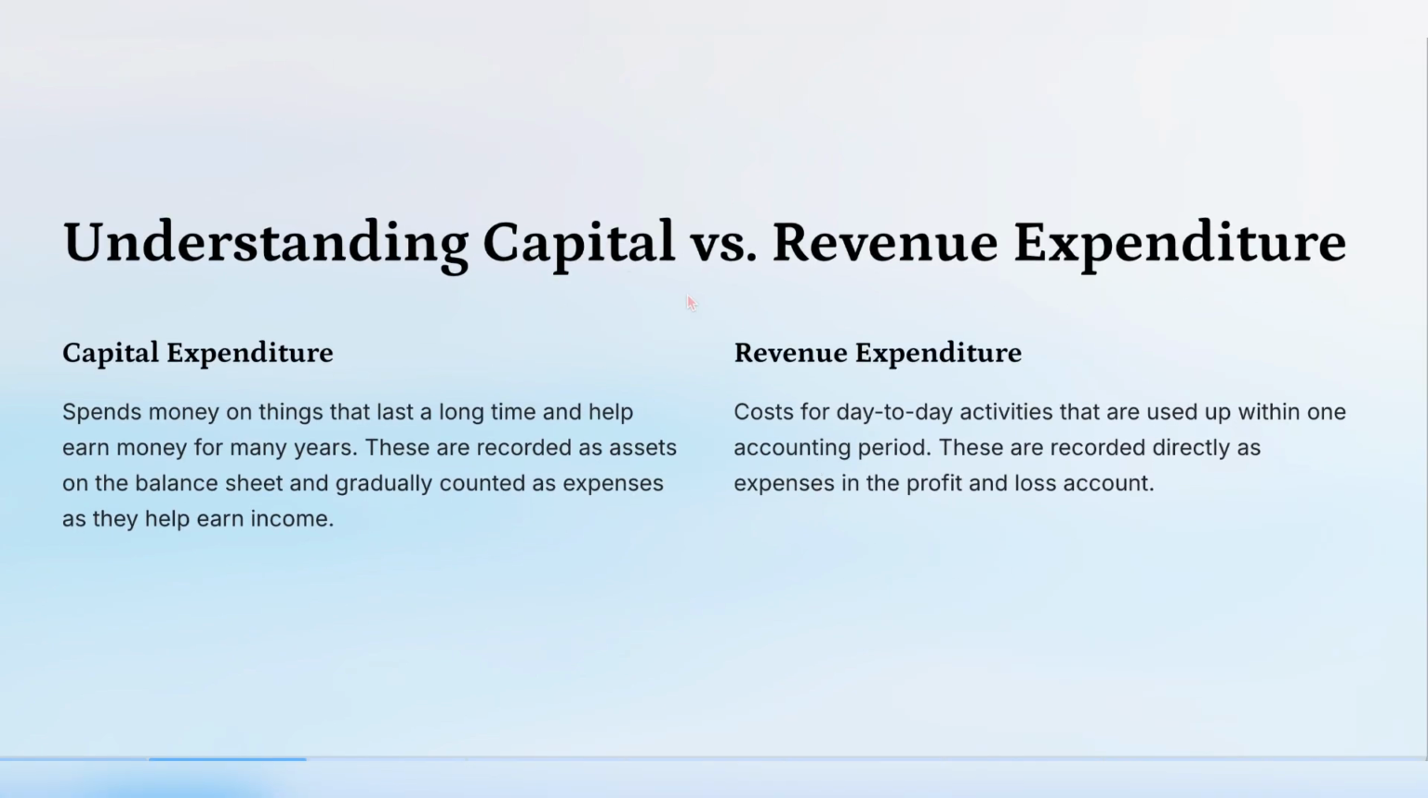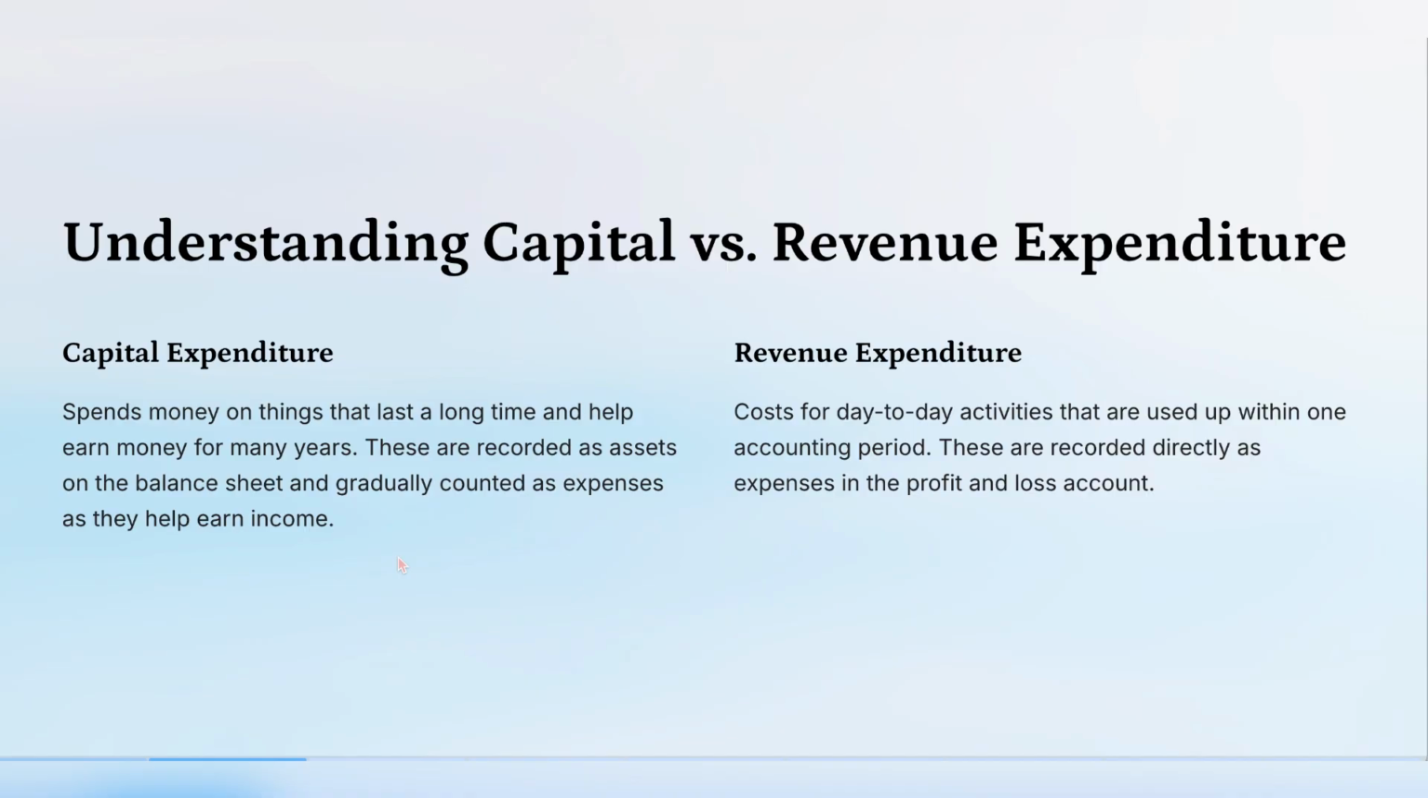Now coming to understanding capital versus revenue expenditure. Capital expenditure spends money on things that last a long time and help earn money for many years. These are recorded as assets on the balance sheet and gradually counted as expenses as they help earn income. So capital expenditures are incurred over a period of time. Matlab revenue expenditure is incurred in one accounting period, whereas capital expenditures are incurred over a longer period of time. मतलब the benefits of the capital expenditure we make, we can take for the long term.